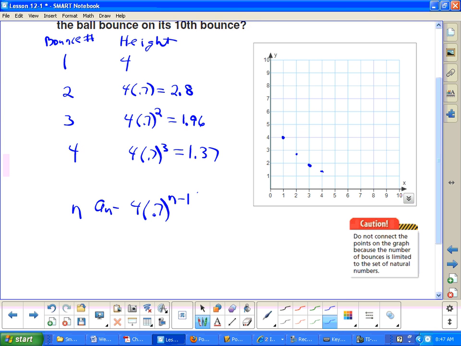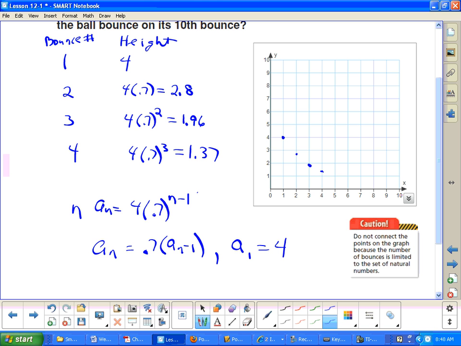A sub n equals 4 times 0.7 to the n minus 1. Or we could do a recursive formula also, which would be 0.7 times a sub n minus 1 plus 4. Or starting at 4, excuse me, that would be starting at 4, where a sub 1 equals 4. So we have an explicit rule or a recursive rule. We could use both of those.